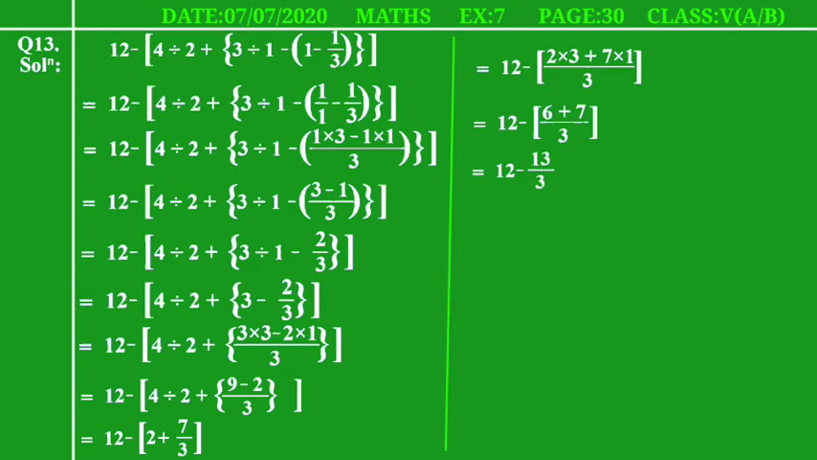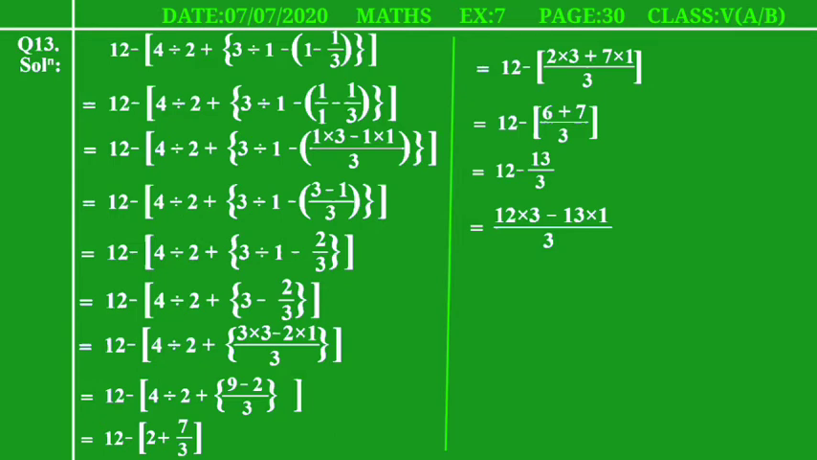Again take the LCM of 1 and 3. Why 1? Because 12 has denominator 1. So the LCM will give you 3. Then the numerator will be what? 12 into 3 minus 13 into 1 whole divided by 3. Then multiply and then subtract, okay.